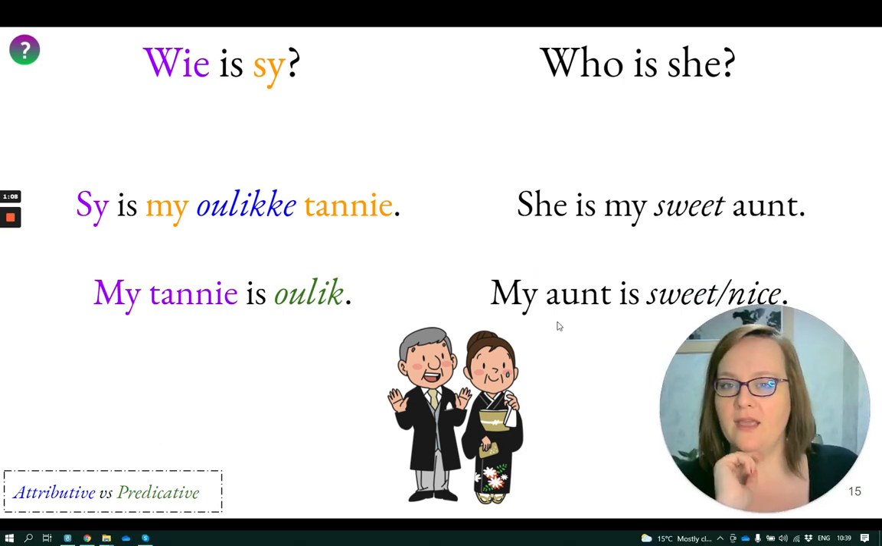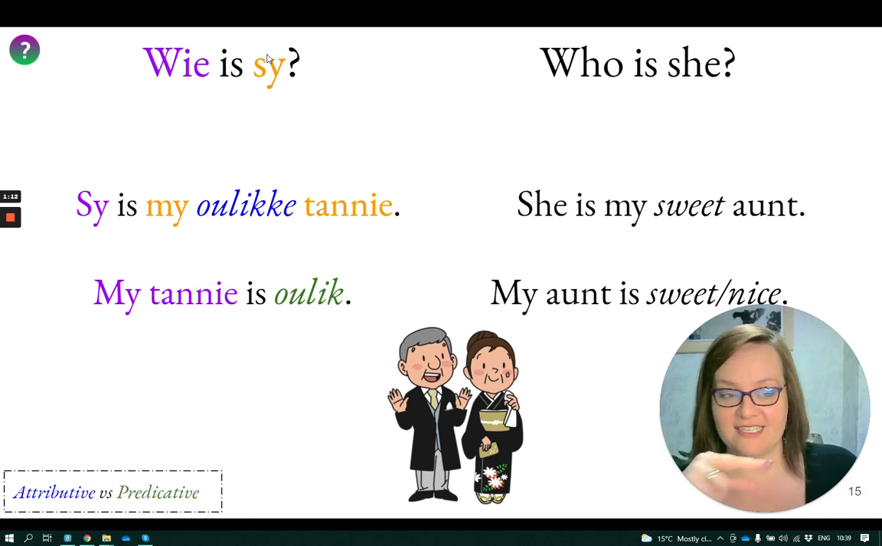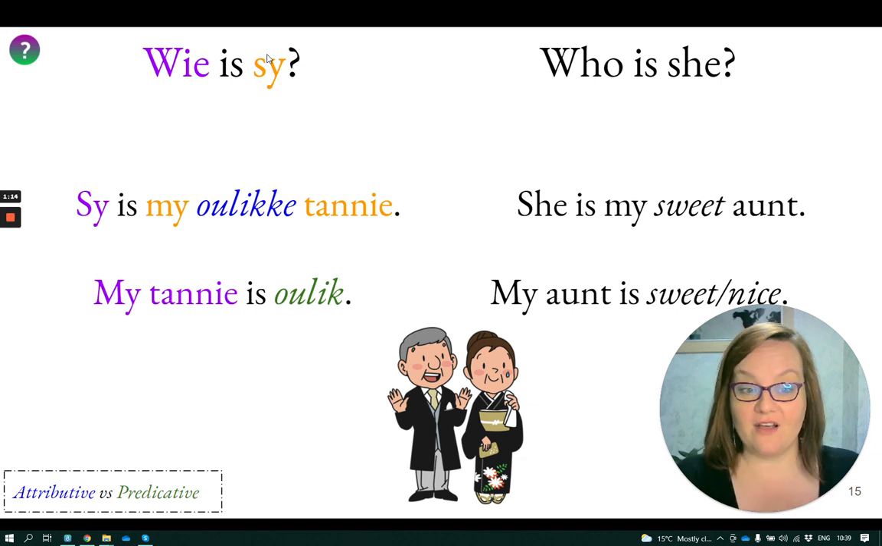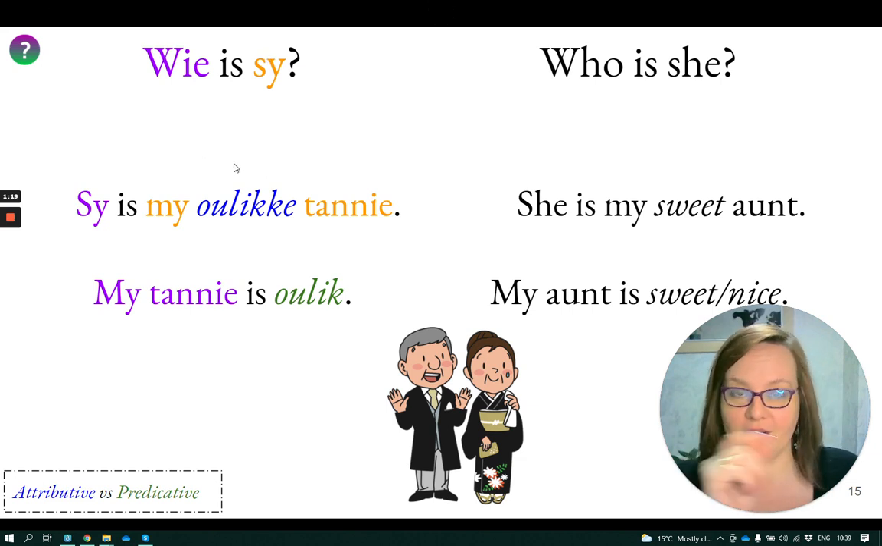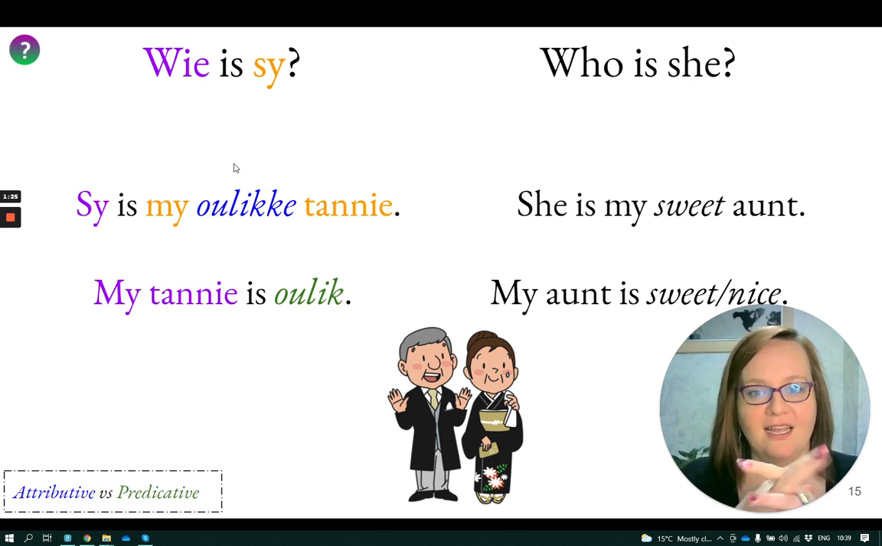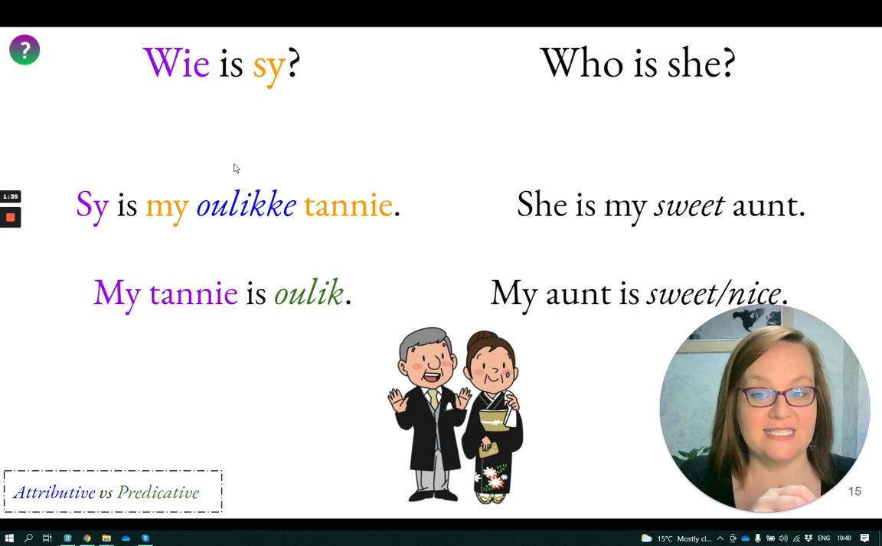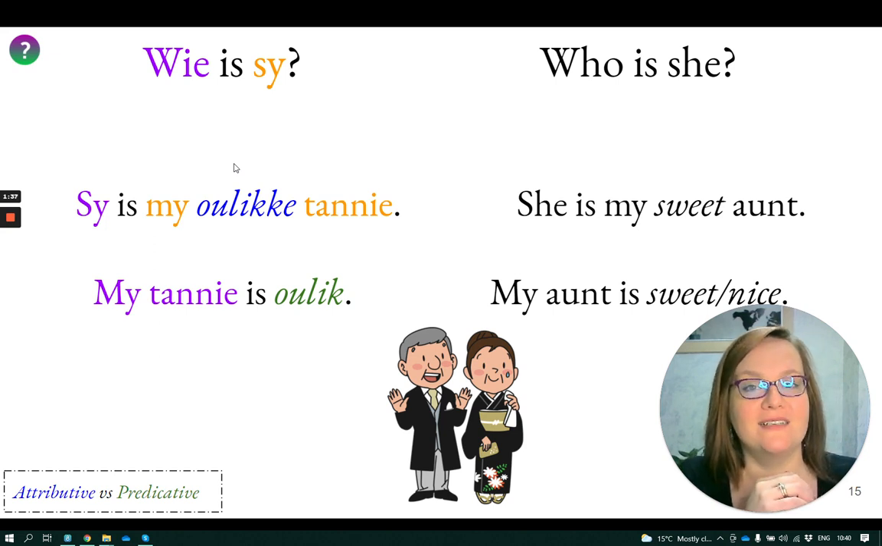I think it is. Okay, so wie is sy? So we did wie is hy in the previous lesson. So she is actually my aunt, and she's my sweet aunt. Now the translation for oulik, you'll find, is funny, the same as for lekker. That it just depends on the context. And oulik obviously means sweet, but could also mean cute. It can also be nice. But for this context, this is my sweet aunt. Sy is my oulike tannie.